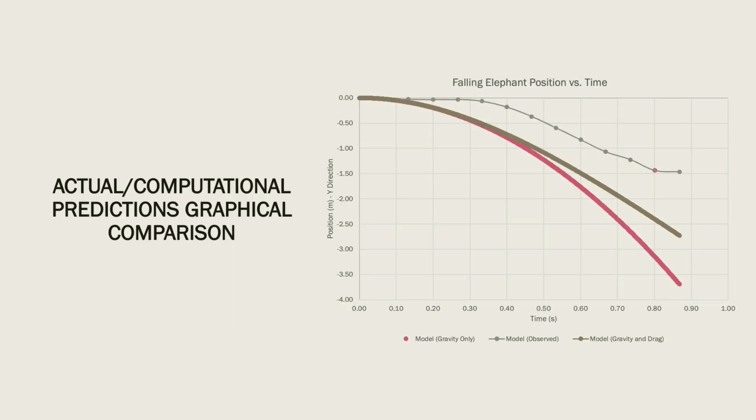Presented here are the observed data and computational model graphs. The gray line is the actual observed data, the pink line is the data from the gravity-only computational model, and the brown is the data from the gravity and drag computational model. As we can see, when we accounted for drag, we got a final position closer to the observed data, since the pink's final position is much lower than the brown's final position.